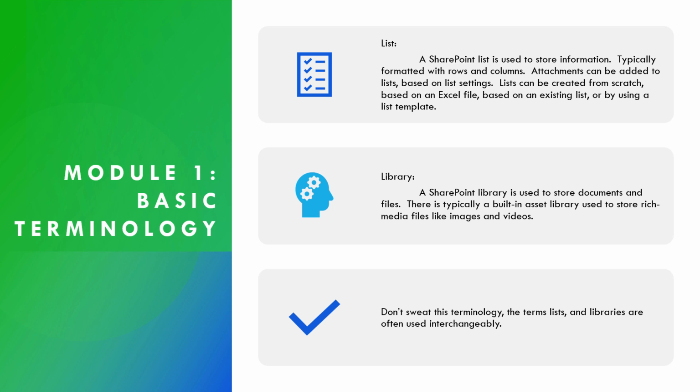A library is used to store documents and files. So lists store information, libraries store documents and files. So you can have a document library, you can have an asset library, which is used to store rich media files like images and videos. And again, list and library, you'll hear the terms used interchangeably, but in SharePoint, they store different things.